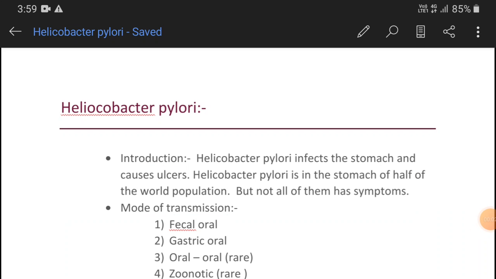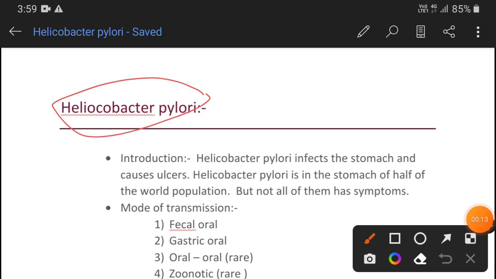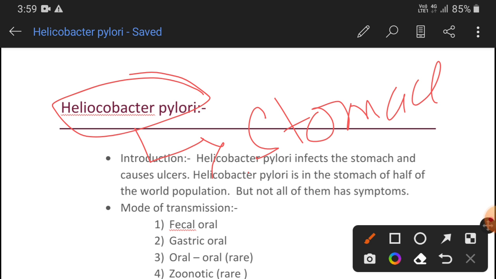So today we are going to discuss Helicobacter pylori in detail. Okay, so let's get started. Helicobacter pylori is a bacterium that infects mainly our stomach and causes ulceration.